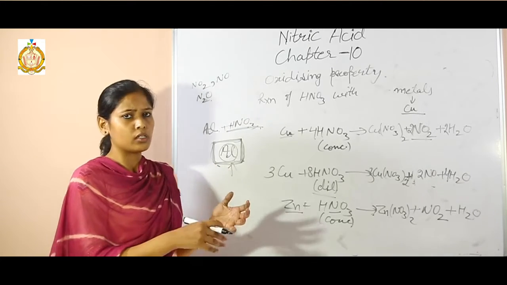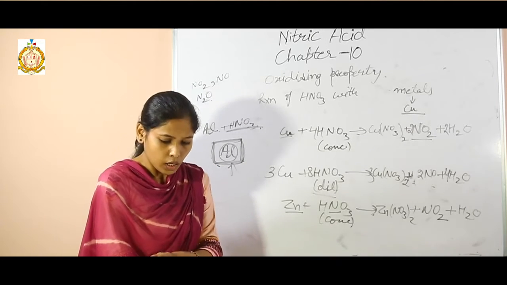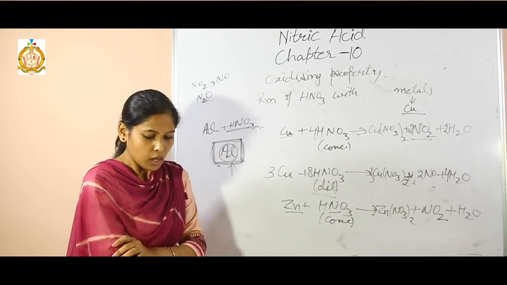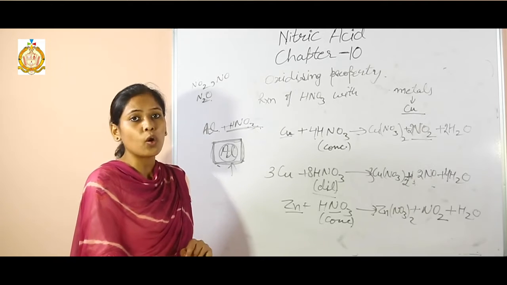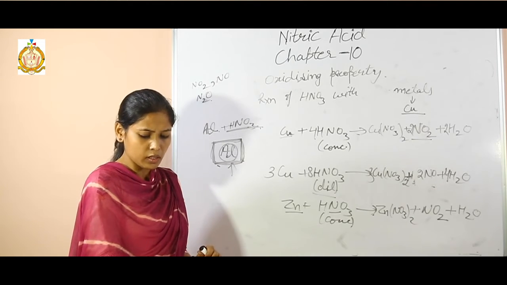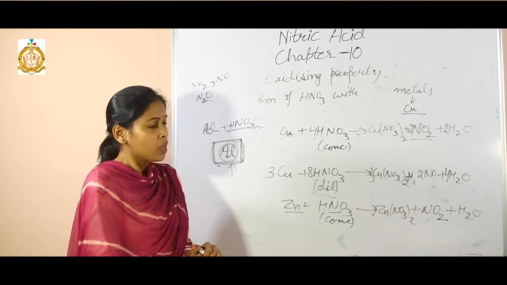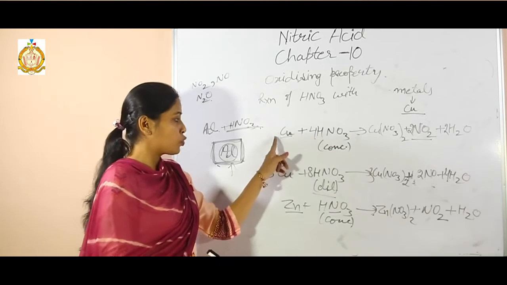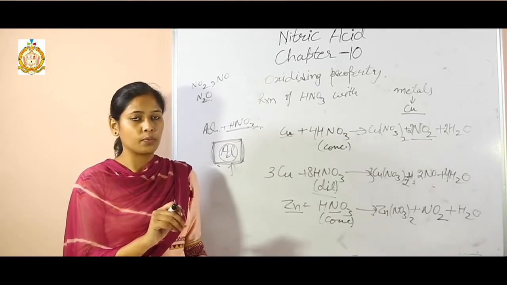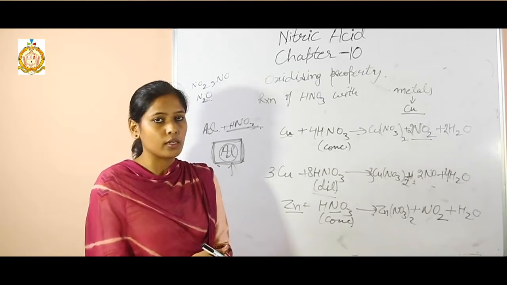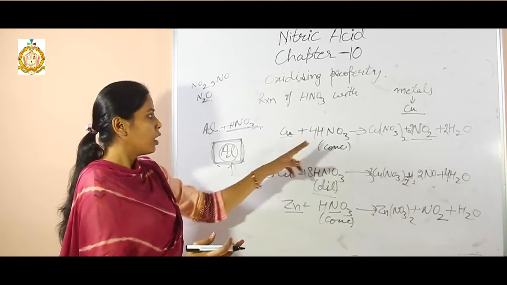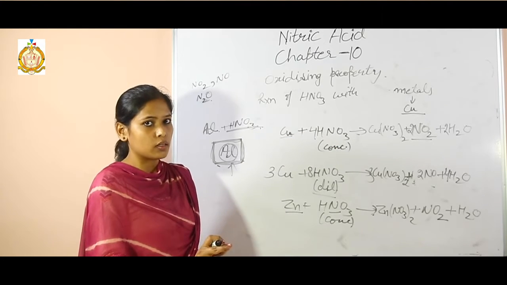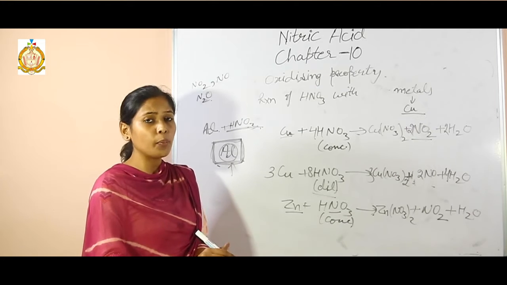So these metals, aluminium, iron, cobalt and nickel, become passive when treated with pure concentrated nitric acid. Next one is, it is also called typical acid. Now why is nitric acid called typical acid? Because when nitric acid reacts with metals, it will not give hydrogen gas. Usually metals react with acid and give hydrogen gas, but nitric acid when reacting with metals does not give hydrogen gas. So that's why it is called typical acid.